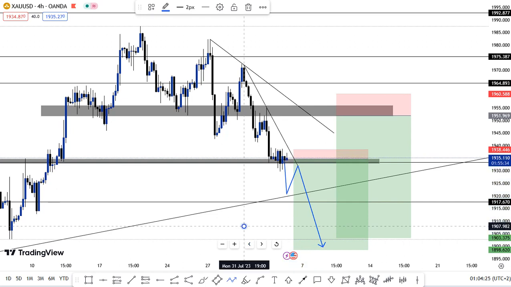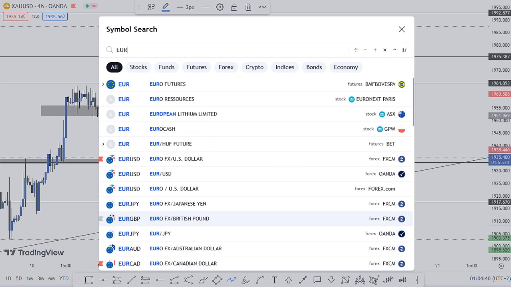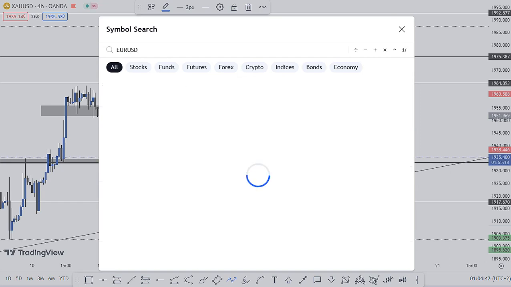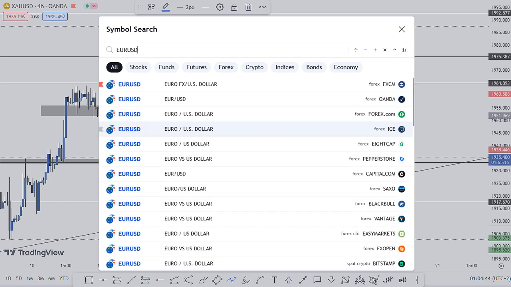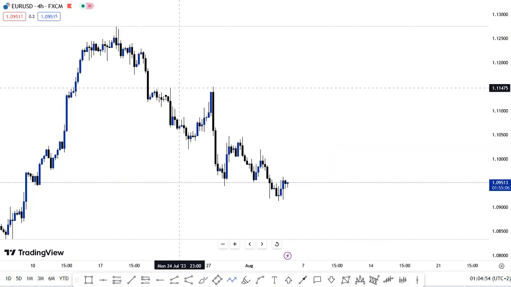So I'm done with gold, I'm done with USD, I'm done with Nasdaq and indices as well. So now I'm gonna go extras on Euro USD, bro. Euro USD and GBP USD and USD JPY as well.